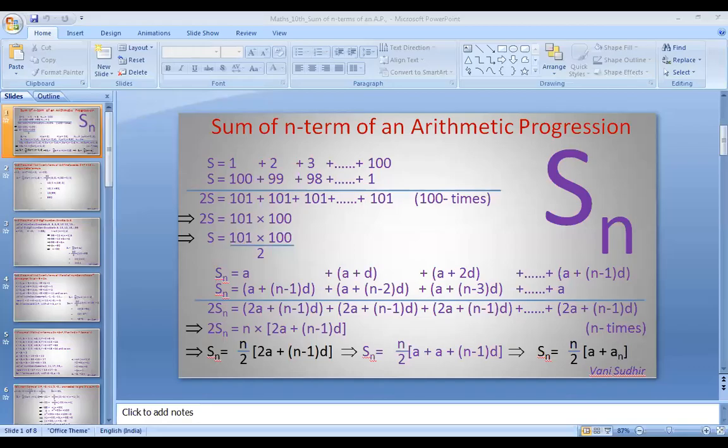Today we will solve problems on sum of n terms of an arithmetic progression. Let me play an animation for you.